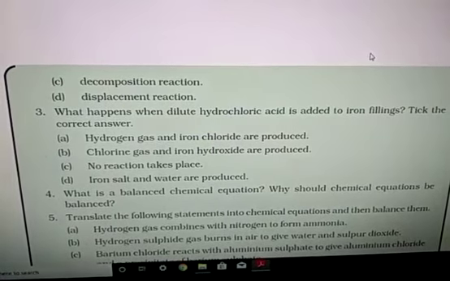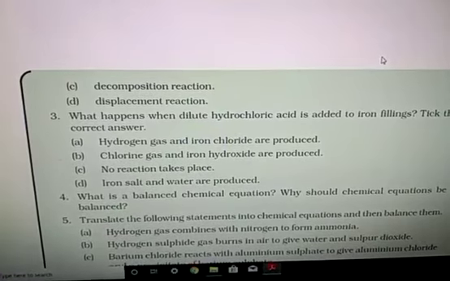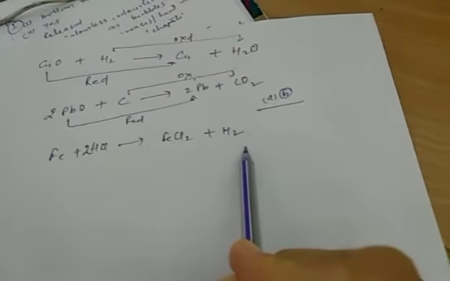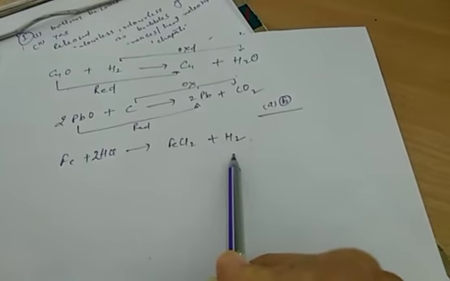Now come to the next. What happens when dilute hydrochloric acid is added to iron filings? Take the correct answer. First you see the reaction. Iron plus twice HCl changes into FeCl2 plus H2, right? So iron(II) chloride and hydrogen will form in this reaction. Now go through the options.